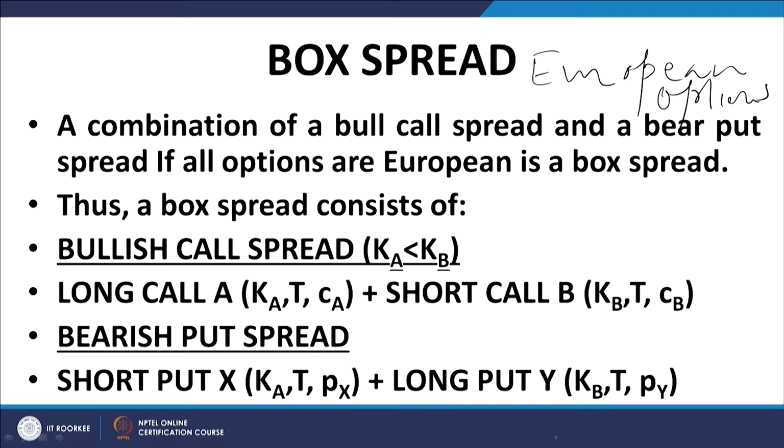There are two put options, the short put X and long put Y. So, in total there are 4 options: long call A, short call B, with prices Ka and Kb, Ka is the long call, Kb is the short call, and then we have the bearish put spread, short put X at Ka and long put Y at Kb. So, there are 4 options. The combination of these options, let us explore what it gives us.